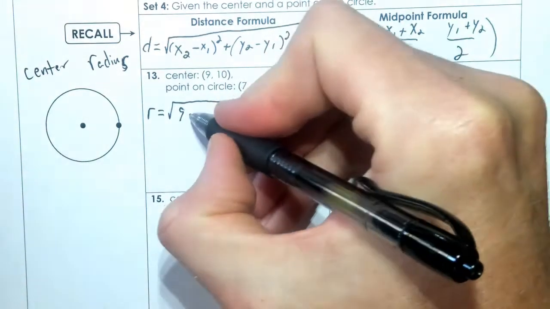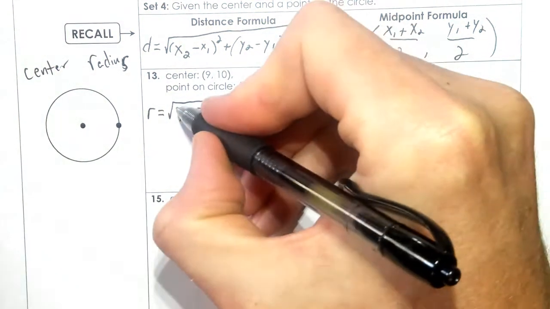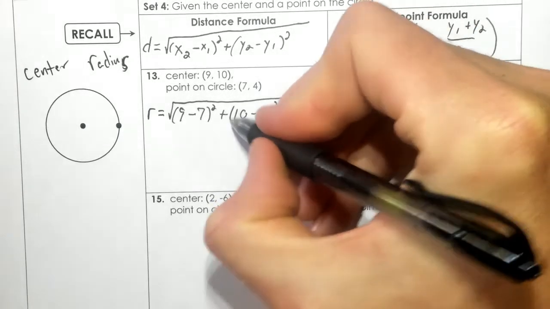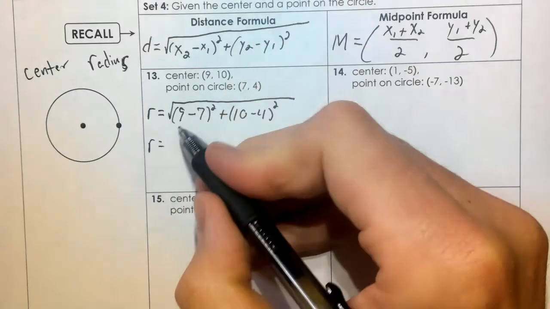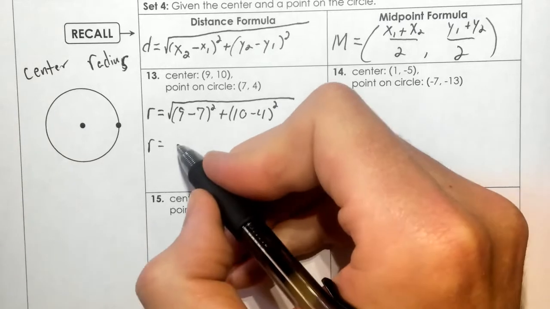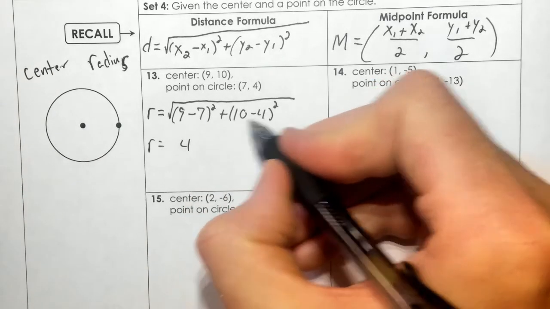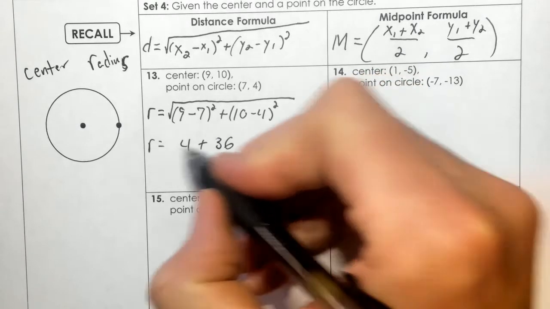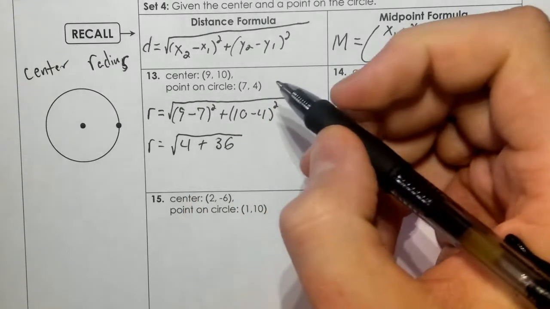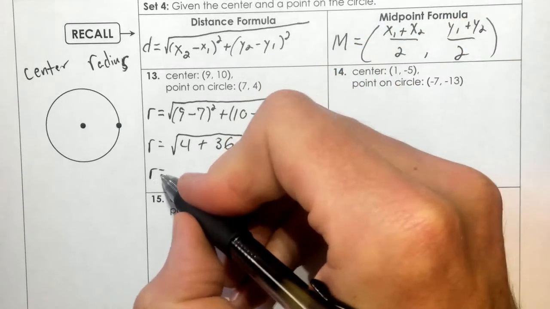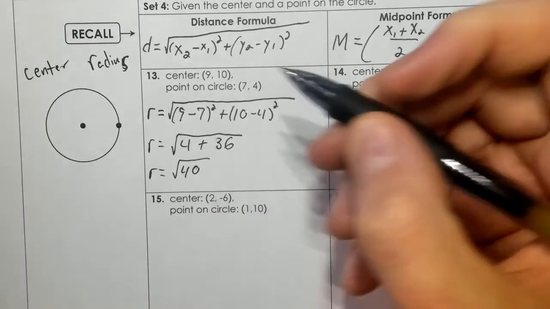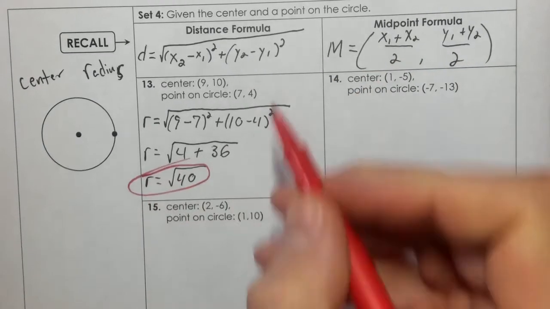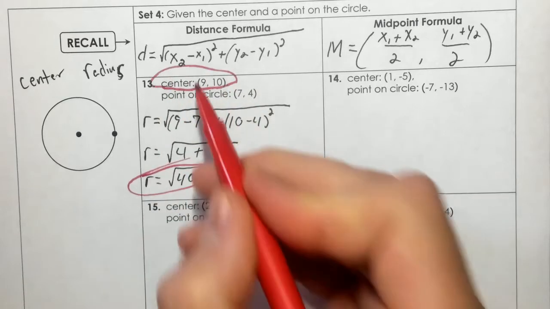I'll do 9 minus 7 squared plus 10 minus 4 squared. So 9 minus 7 is 2, squared is 4. 10 minus 4 is 6, squared is 36, and all that's still under the radical. So simplified, I have the square root of 40 for the radius. I'm going to be using this for my radius, and I was already given the center up at the beginning.